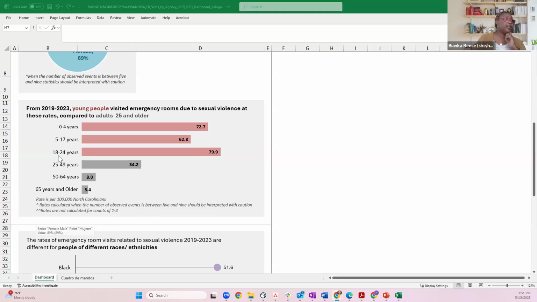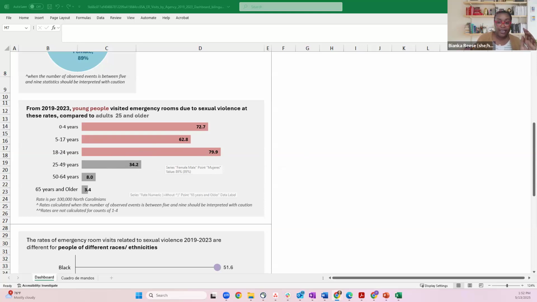So according to this data, most of the visits are with 18 to 24-year-olds, so young adults. They have a 79.9 rate. And next is young children, 0 to 4 years old, followed by children and teens, 5 to 17 years old. And these are much higher rates compared to older adults.